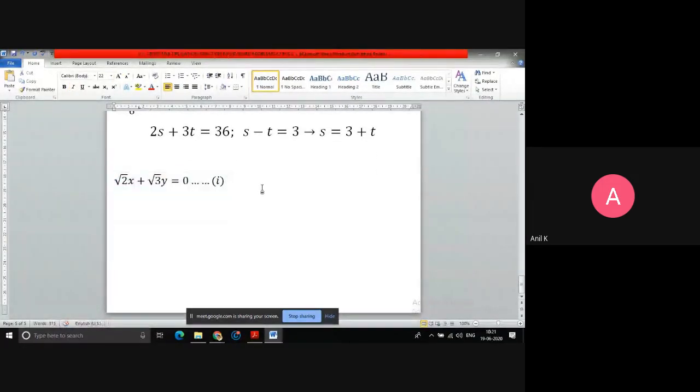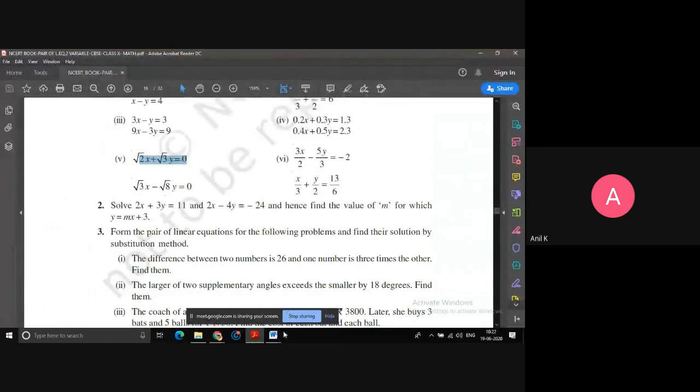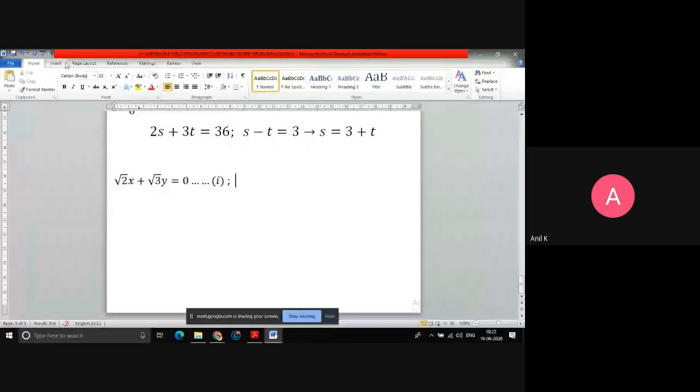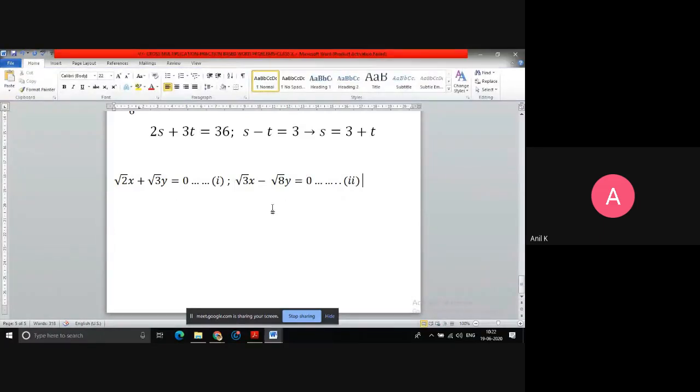Okay. Now what about our equation 2? Equation 2 is given as root 3x minus root 8y. So insert equation. It will take time to type root 3x minus root 8y is equals to 0 only. Very good. If they give equals to 0, that will be simple. So this is going to be my equation number 2.